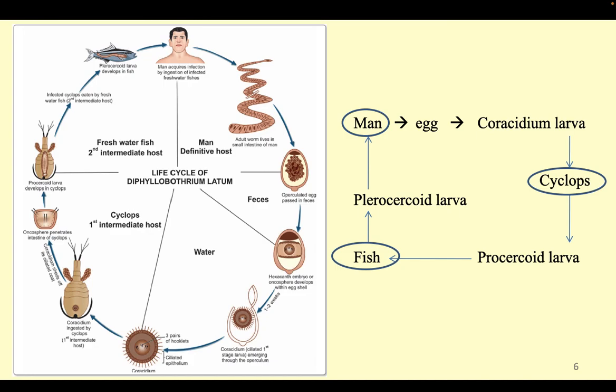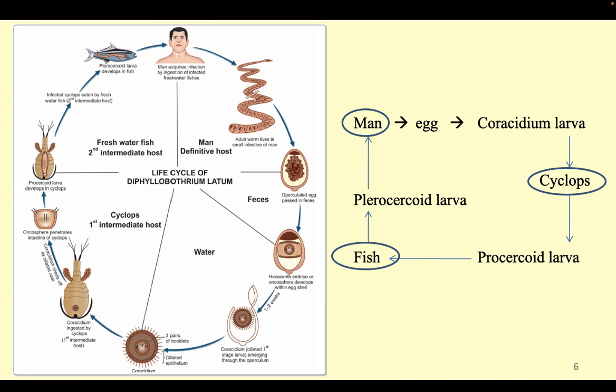On the right I have simplified this entire life cycle, so those who find it difficult to see a complex diagram can just simply focus on the right side. Man will harbor the adult parasite which will release eggs, and Diphyllobothrium latum is notorious to lay millions of eggs per day. Once this egg enters water, the egg will hatch out and a Coracidium larva will come out of this egg.